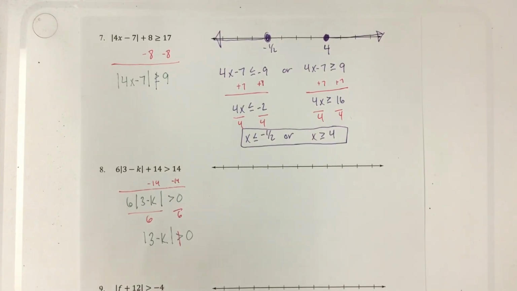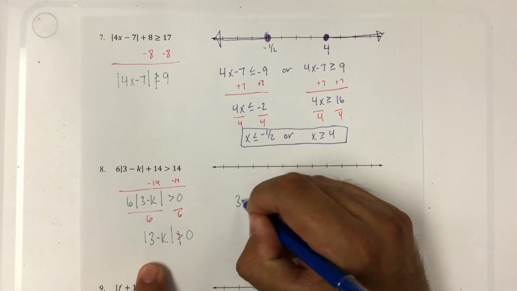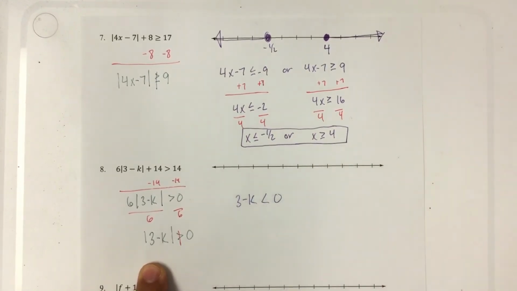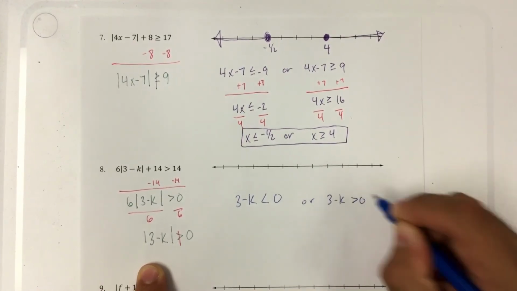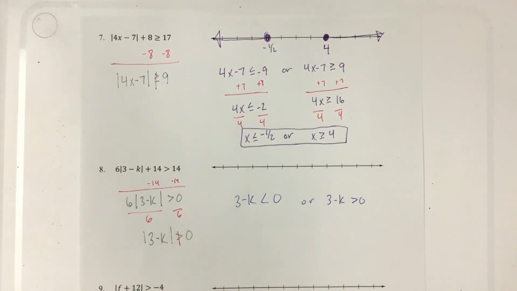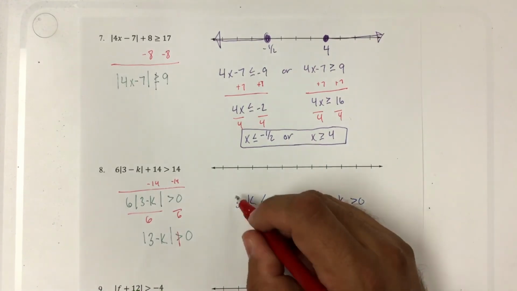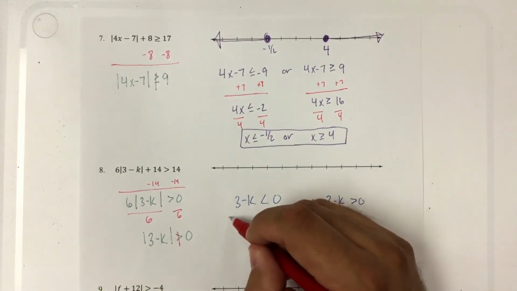So the first one's going to be 3 minus k is less than 0, right? There's no negative 0, it's just 0. Agreed? Or 3 minus k is greater than 0. Because there's no negative and positive 0, it's just 0, it's neutral. So how would I go about solving this? Opposite. Subtract 3 from both sides.